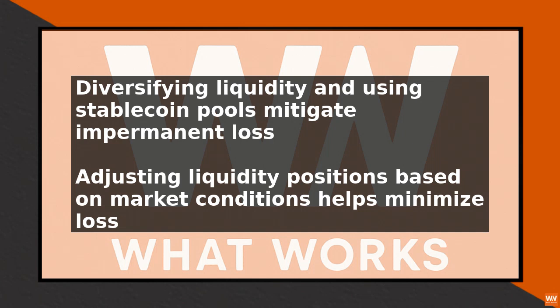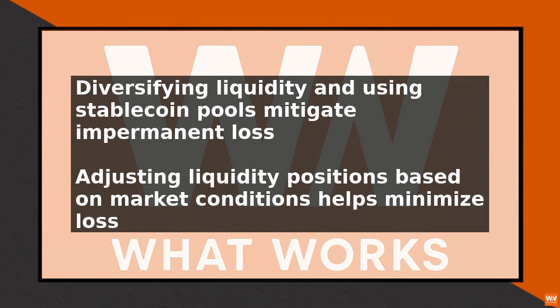To mitigate impermanent loss, liquidity providers can use strategies such as diversifying their liquidity across multiple pools, using stablecoin pools, and adjusting their liquidity positions based on market conditions. It's also important to monitor the pool's liquidity and adjust accordingly to minimize potential losses.